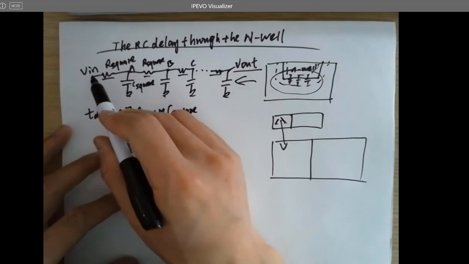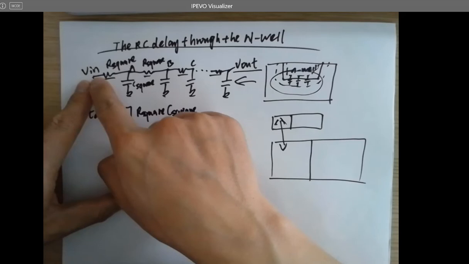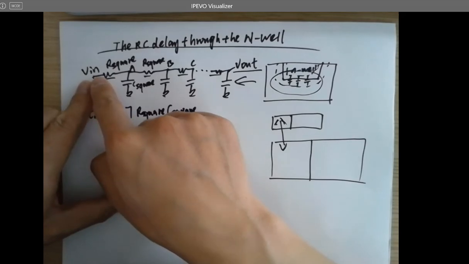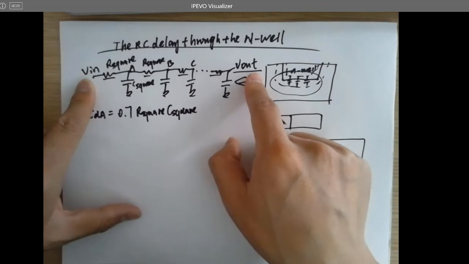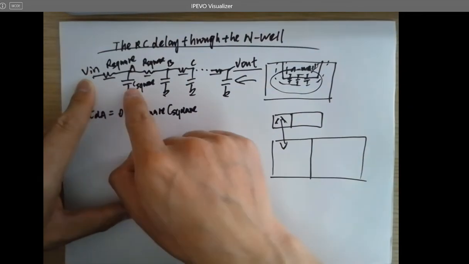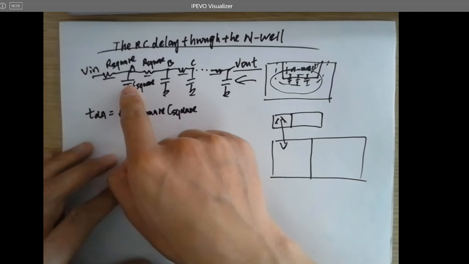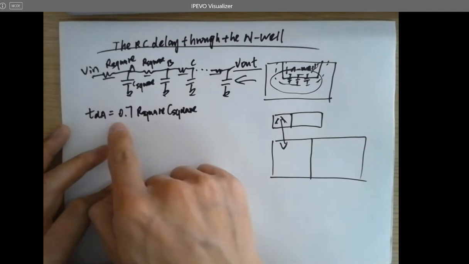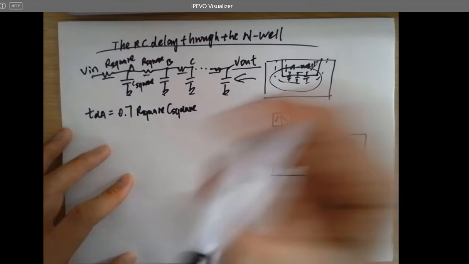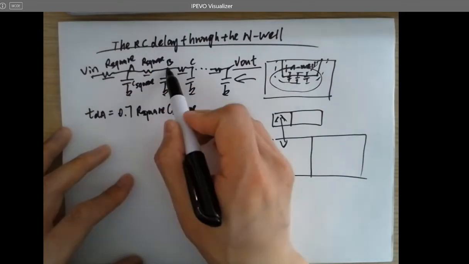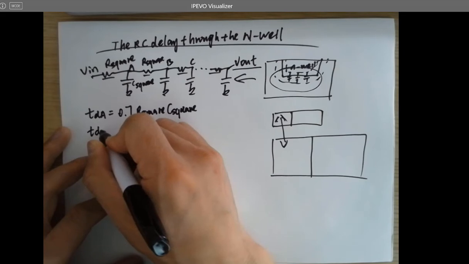The way we calculate this is, since we want to calculate a cumulative time delay from here to here, we want to find out the contribution to the time delay of each capacitor. So for this first capacitor, it is definitely 0.7 R square C square, with this resistor and this capacitor. From here to here, what's the time delay? We'll call it TDB.